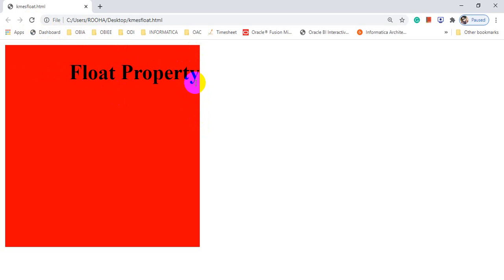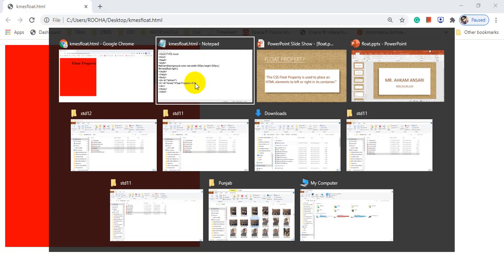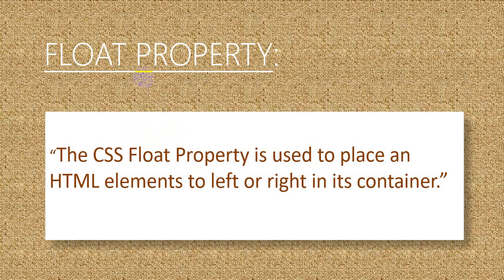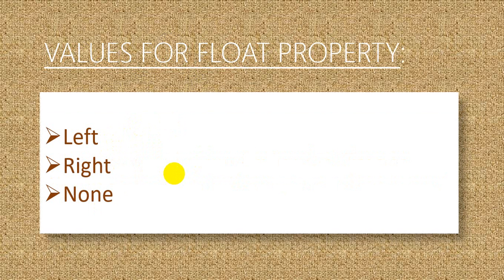Getting it, students? So I think it is very easy: the CSS float property is used to float any HTML element from left to right or right to left. We have three values for the float property: left, right and none. Left is used to move toward the left, right is used to float toward the right, and none is the default value, which keeps the element constant so it will not move anywhere.